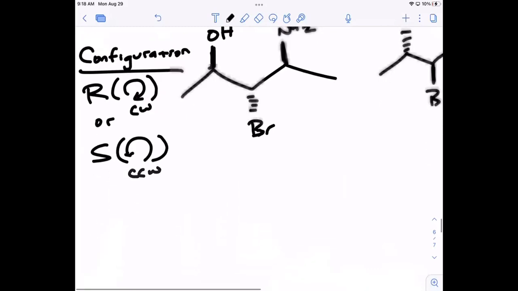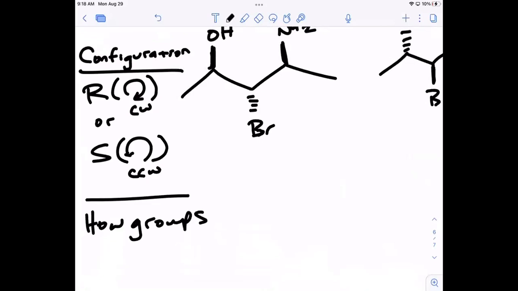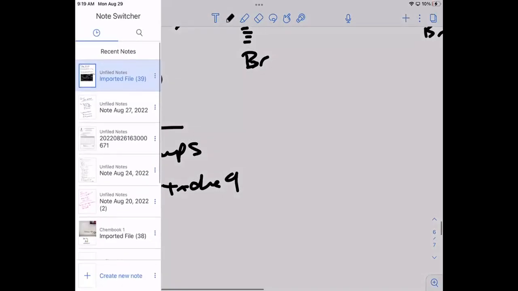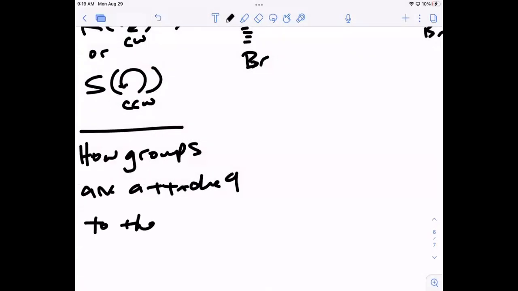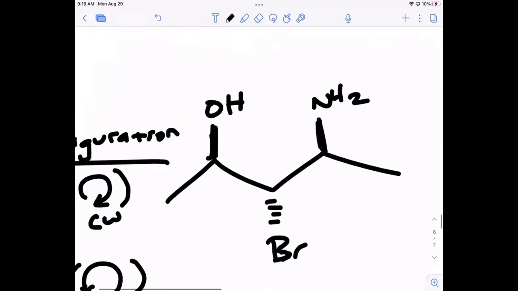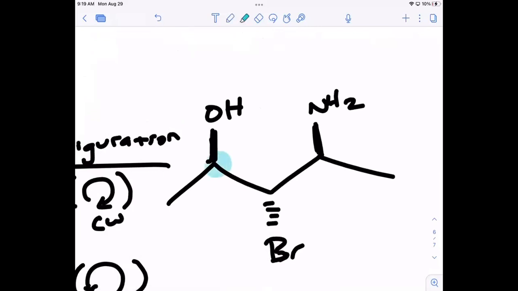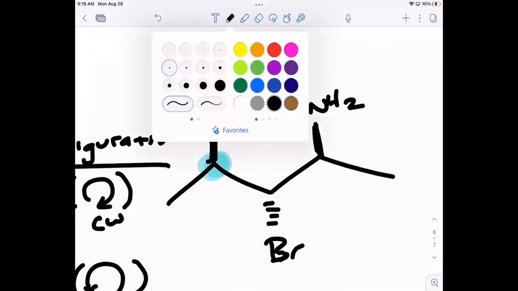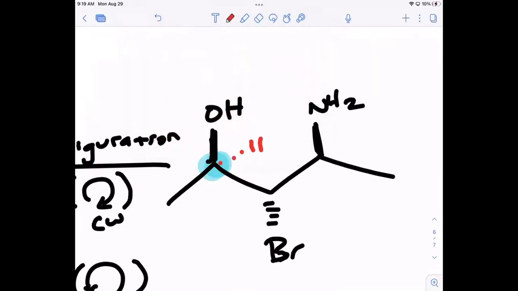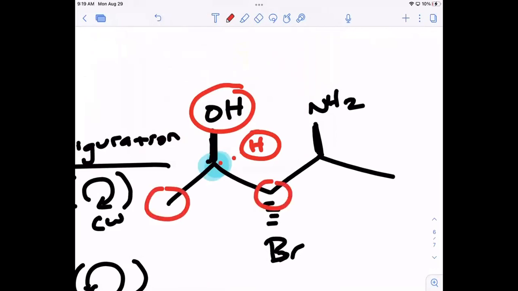And what that means is the R and S refers to how the groups are oriented around the chiral center, how groups are attached to the chiral center. All right, if you look here, let's start with this one. This is my chiral center. I have 4 groups attached. One of them is hydrogen. So I have OH, hydrogen, a carbon here and a carbon here.